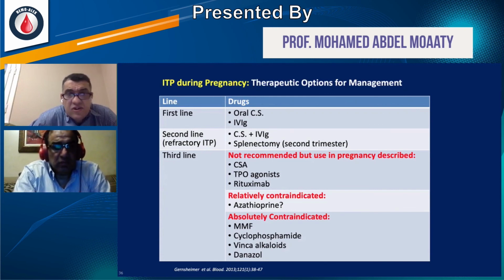The third line, not recommended but used in pregnancy, has been described, like cyclosporin A, TPO agonist, and rituximab, with relatively contraindicated drugs like azathioprine. However, there are many reports denoting that the use of azathioprine in pregnancy is safe, especially in the second and third trimester. Some drugs are absolutely contraindicated during pregnancy, like mycophenolate, cyclophosphamide, vinca alkaloids, and danazol.